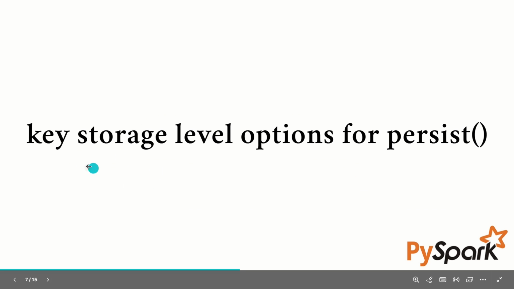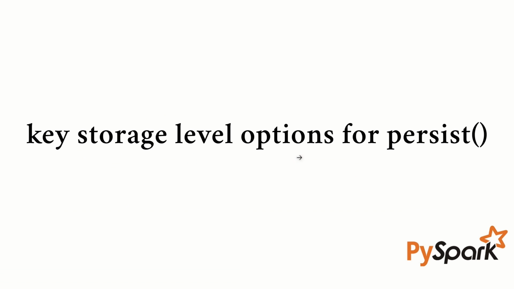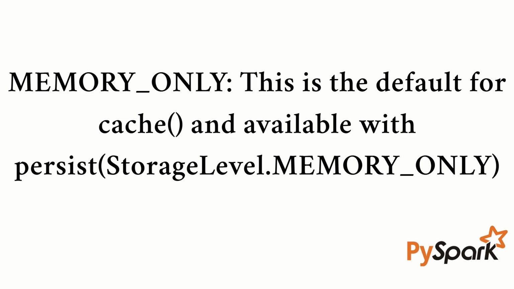So let's see now what the different storage level options available are, which I've already discussed in the tabular section also, that it is configurable, meaning we can configure multiple levels of persist. Let's see. The very first level is memory only. As the name suggests, it's the default for cache also, because cache by default stores in memory. So it's a default for cache also and available with persist. This is a function we have to call. This is how we're going to use it: StorageLevel.MEMORY_ONLY.